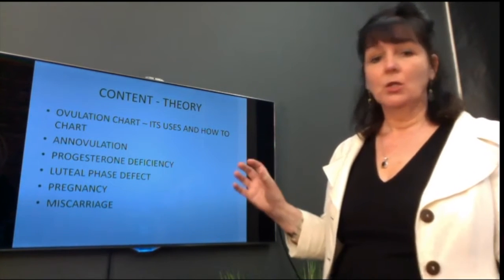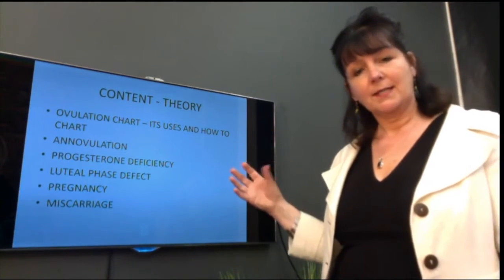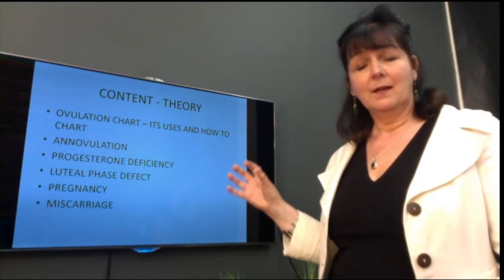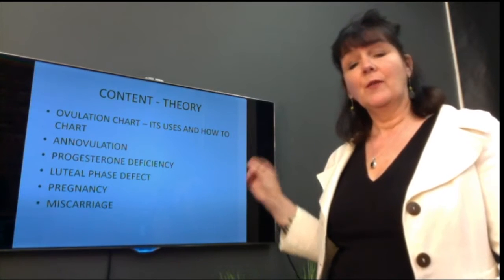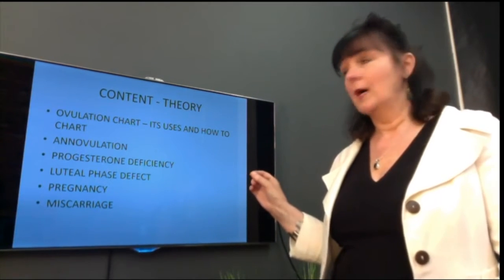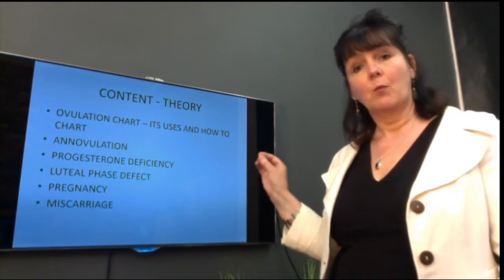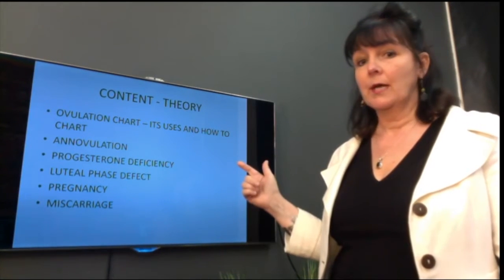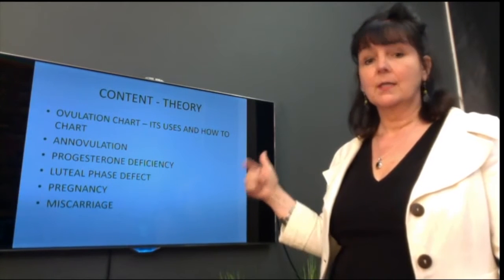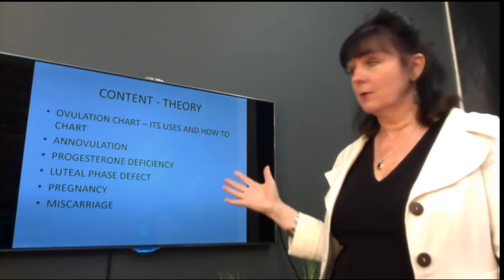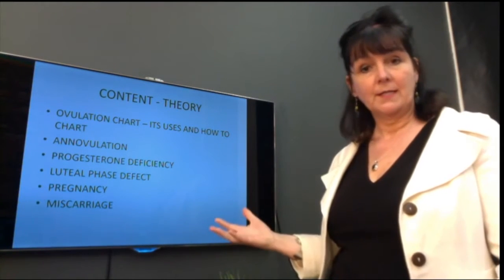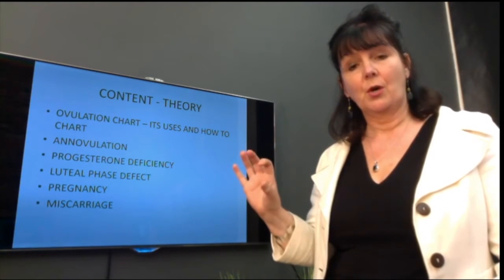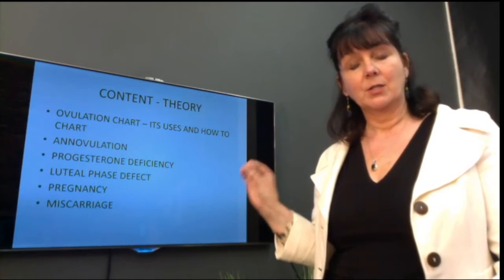Once we understand how to chart, when to chart, and all of the things that affect ovulation charting, we're then going to look at a series of different kinds of charts and what they might mean, and how to interpret the information in them. So we're going to look at anovulatory charts, and charts that show progesterone deficiency, luteal phase defect, and pregnancy, because you can use charts to show when your clients have conceived.